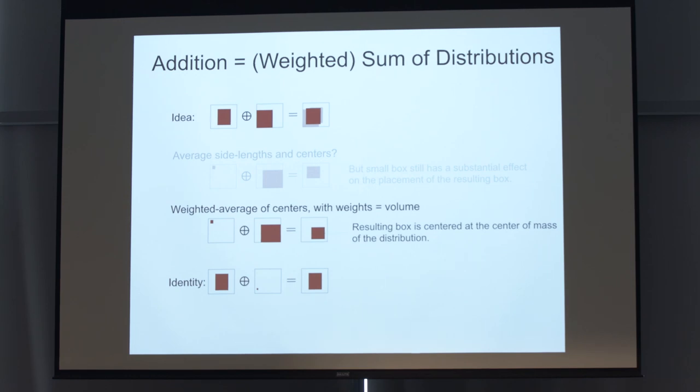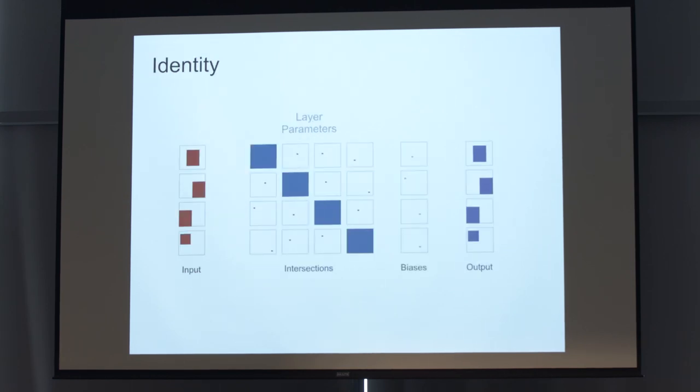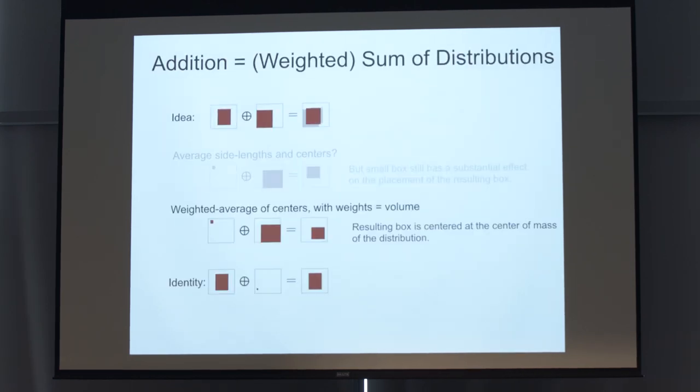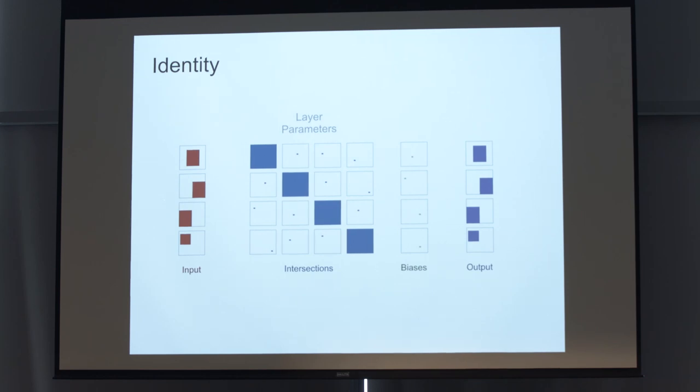And we have to think, what did I want to say here? I guess then the identity here is just the zero-width box will get you back the other input. Okay, so those are some things that we can do here.